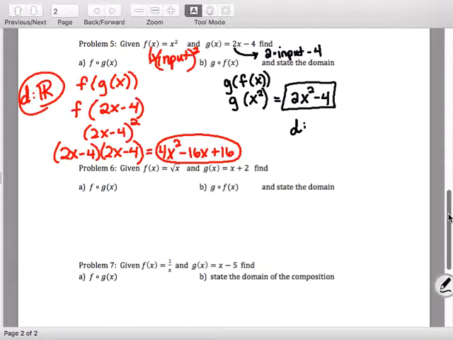The inside was a parabola. The domain is all real numbers. The answer is a parabola. The domain is all real numbers. You can either do negative infinity to infinity, or the capital R with the double line through it.